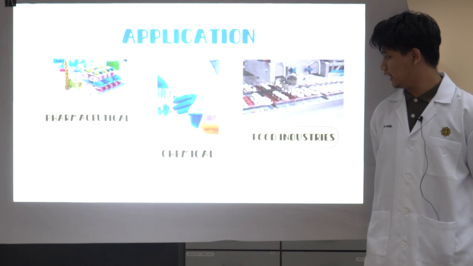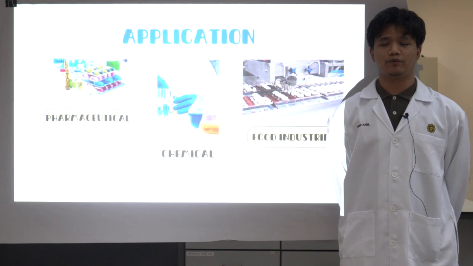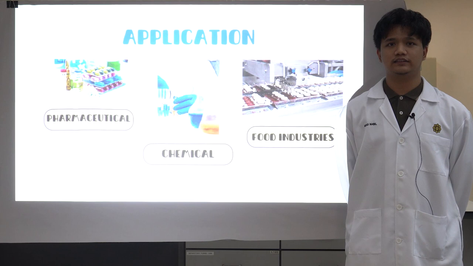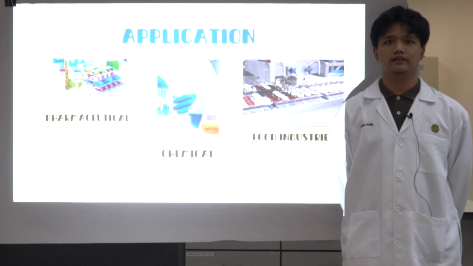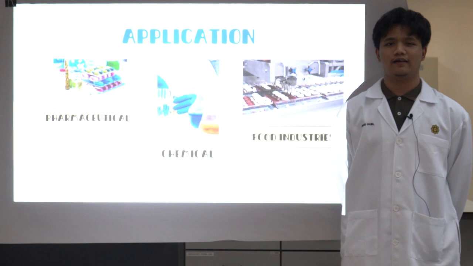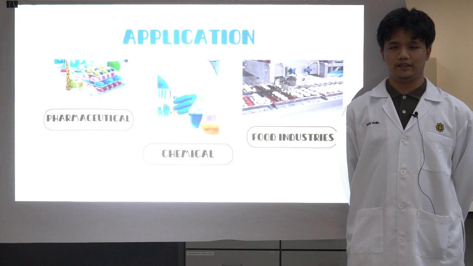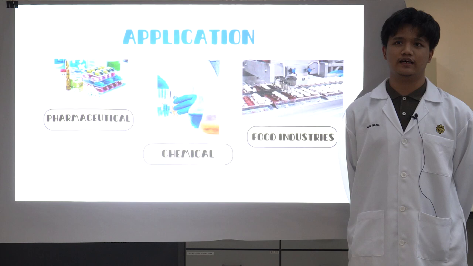Next, for the food industry, for example, we can use it to produce sugar. Sugar comes from sugar cane or sugar beets. It is heated to a boil, cooled, and crystallized to produce sugar crystals. The same goes for salt crystals, which are similar to sugar crystals, but are made by evaporating salt water.